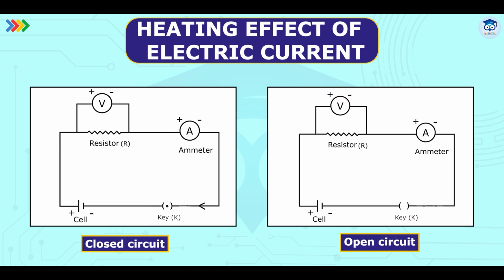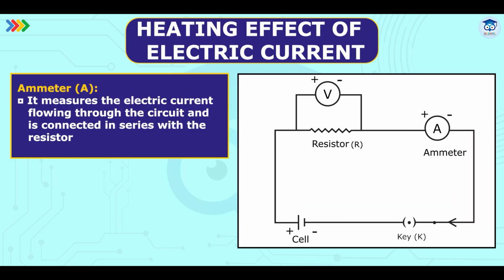When the key is closed, the circuit is complete and current begins to flow. When the key is open, the circuit is broken and no current flows. To the right, an ammeter denoted by A is connected in series with the resistor. The ammeter measures the electric current flowing through the circuit.